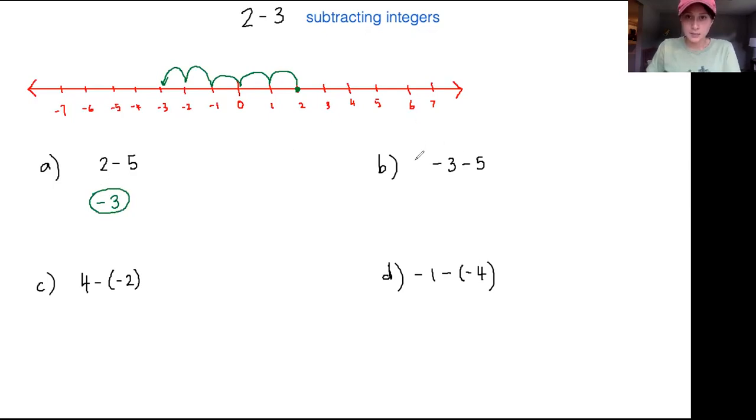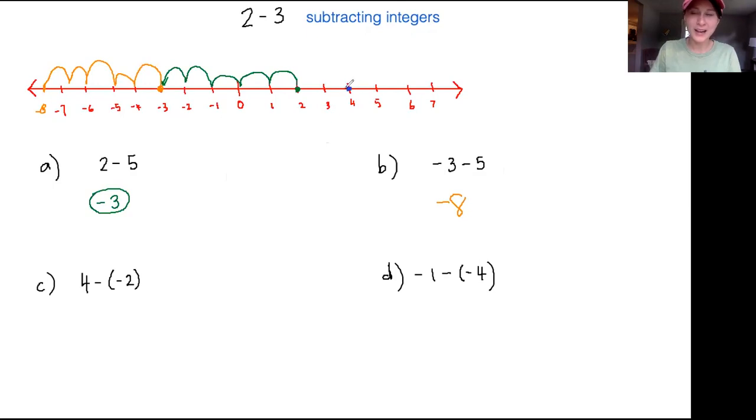Okay, example B, -3 minus 5, which means I'm starting at -3 and I'm subtracting 5. So I'm going to the left 5. 1, 2, 3, 4, 5, and that's at -8. So my answer is going to be -8. Okay, next one, 4 minus -2.